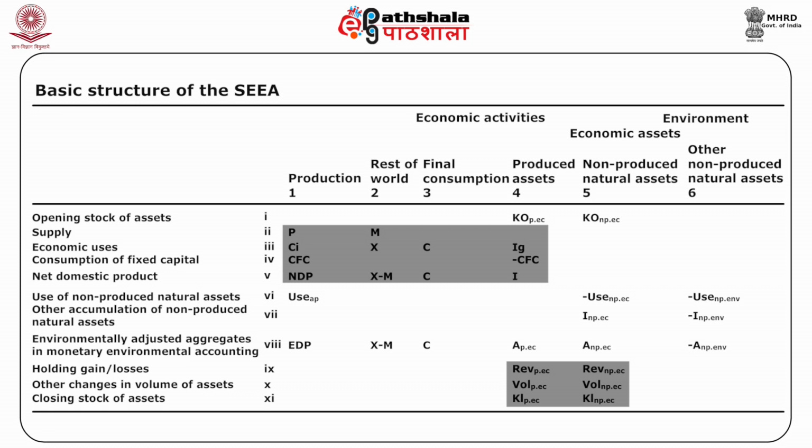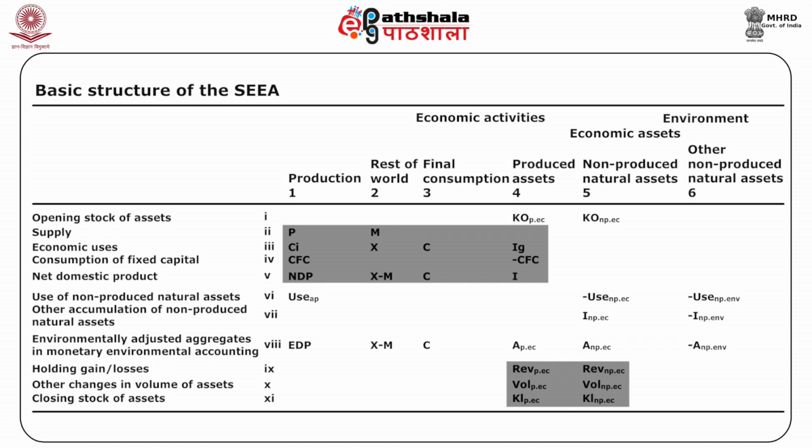For produced economic assets, opening stocks, which is K0 with the subscript P.EC, plus net investment, which is I, plus or minus adjustments like REV to the subscript of P.EC and VOL to the subscript of P.EC, gives closing stocks K1 P.EC, or the opening stocks in the next accounting period.